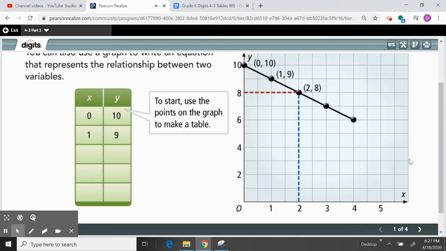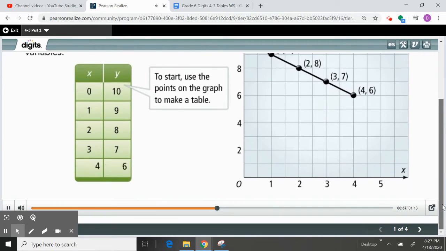The third point on the graph is at 2, 8. The fourth point on the graph is at 3, 7. The fifth point on the graph is at 4, 6.